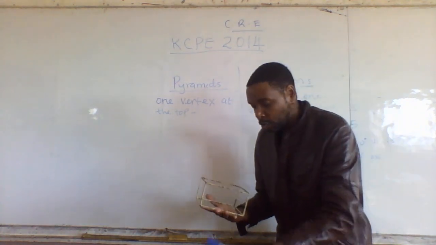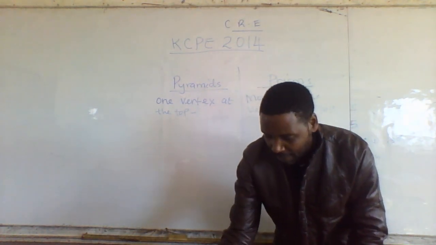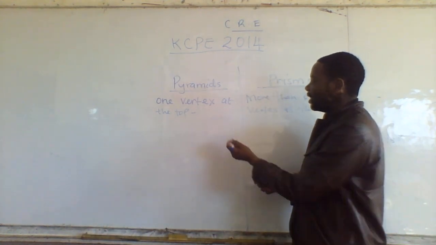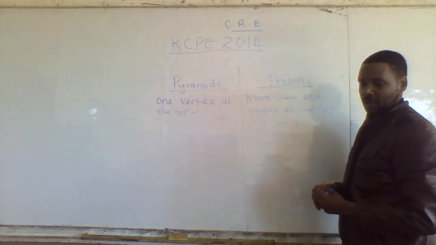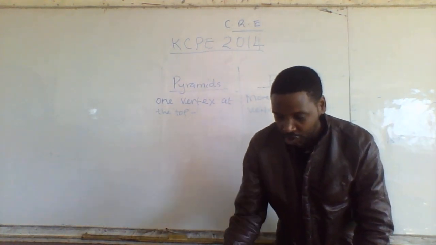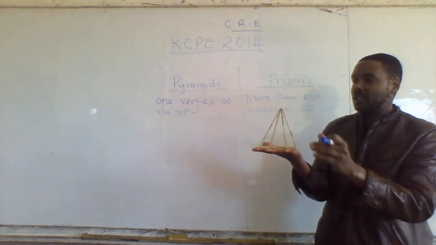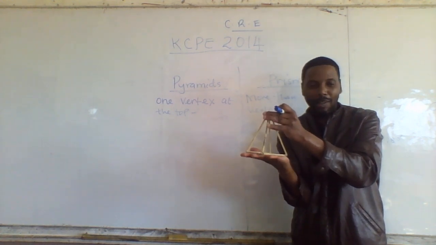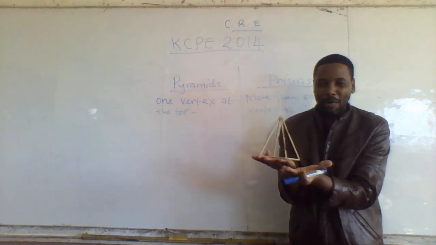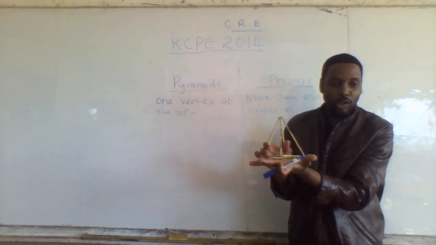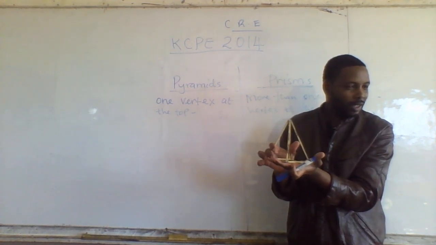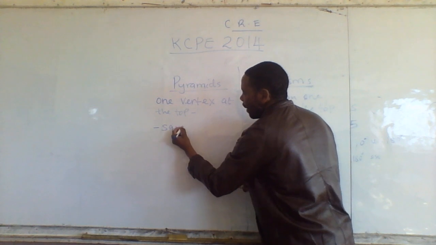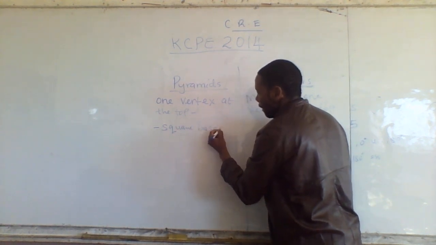So we are able to group them into prisms and pyramids. Then, after identifying that, the name we give them depends on the shape. When I hold this, you have told me this is a pyramid. You look at the bottom. What shape is at the bottom? A square. So I can comfortably call this one a square based pyramid.